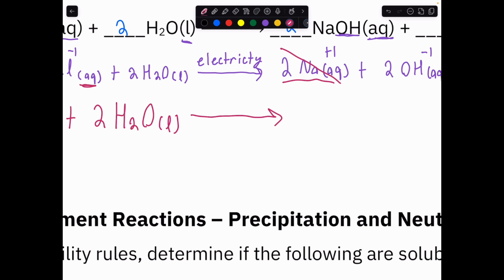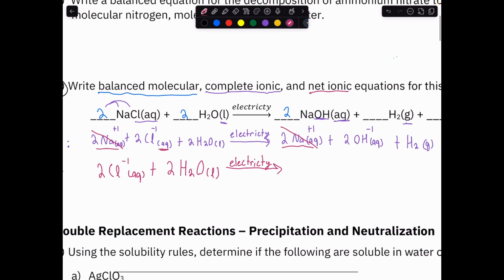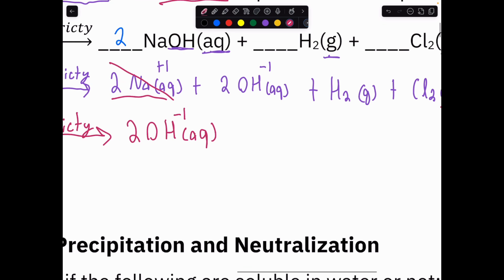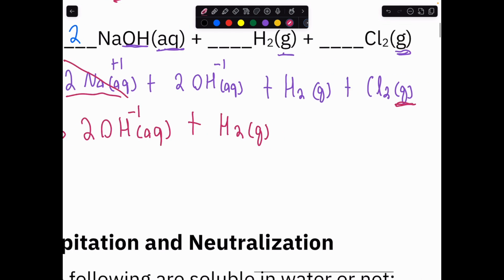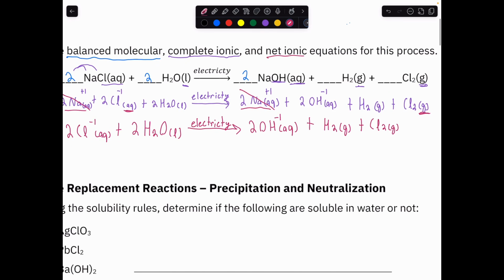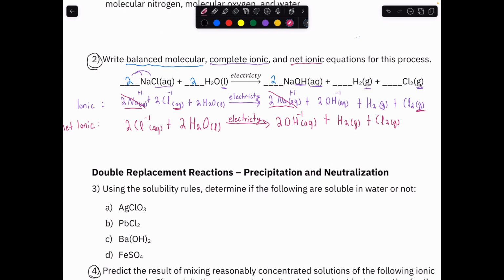That through electricity, which I'm just going to rewrite because I like having it carry down. We know that we canceled out our sodium, so we have 2 of our hydroxide, which is a base. It is one of the bases that you are going to use quite a lot if you continue your chemistry career, and I just think that's neat how we have that in this problem. Anyway, we have our 2 hydrogen gas and our 2 chlorine gas. And from there, we have our net ionic equations.